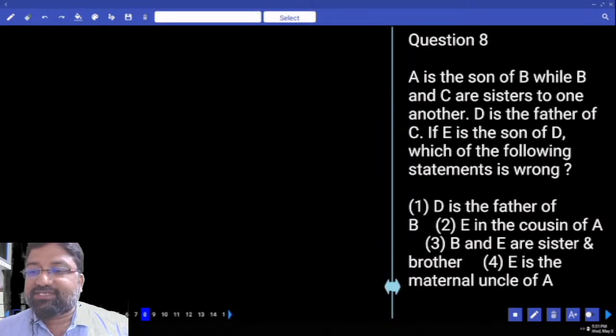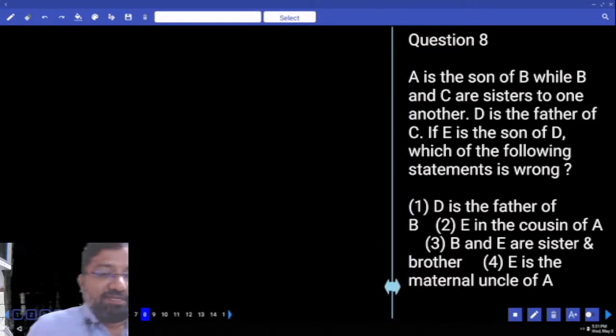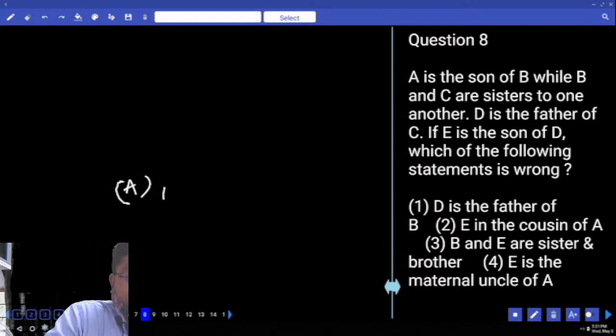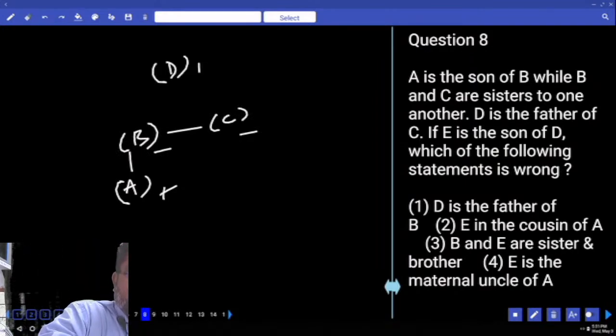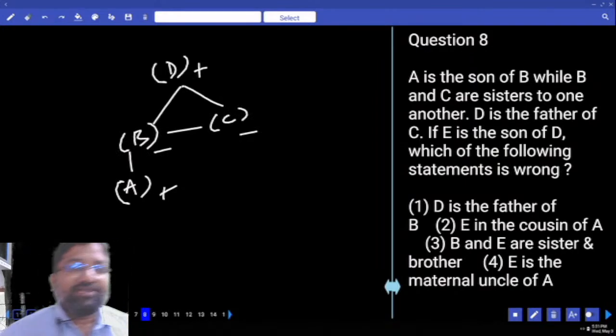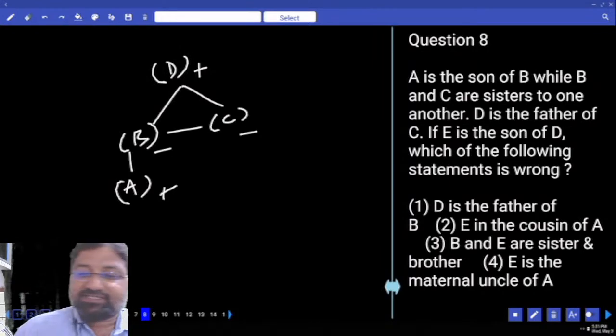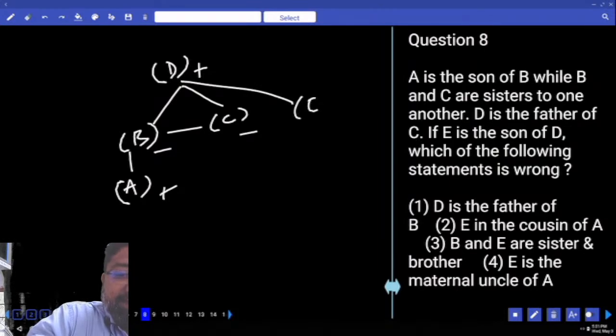What's happening here? A is the son of B, while B and C are sisters to one another. A is the son of whom? B, while B and C are sisters to each other. D is the father of C. Is this how I write it? Yes. Next, E is the son of D.